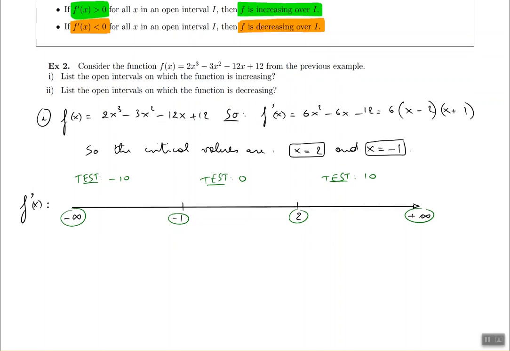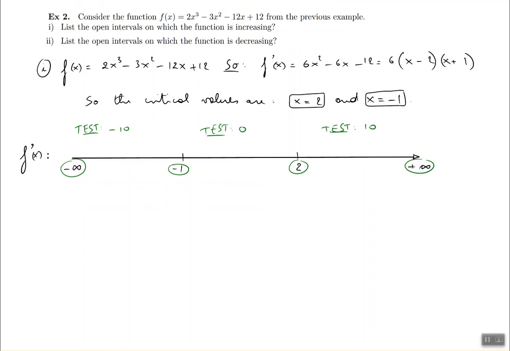Once you have picked the test values, your job now is the following. Take the numbers that you just decided to test and put them into the derivative. You can put them into this equation or that equation, whichever one you want, but just put them into one of those equations, and we want to investigate if the answer is going to be positive or negative at the end.